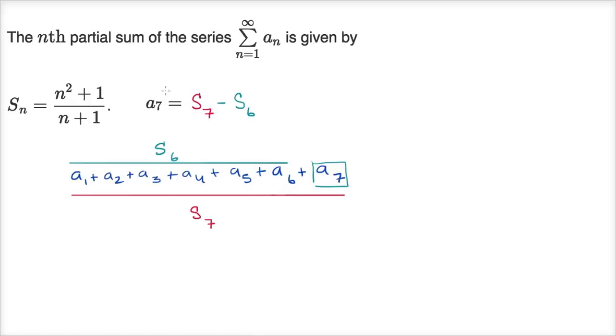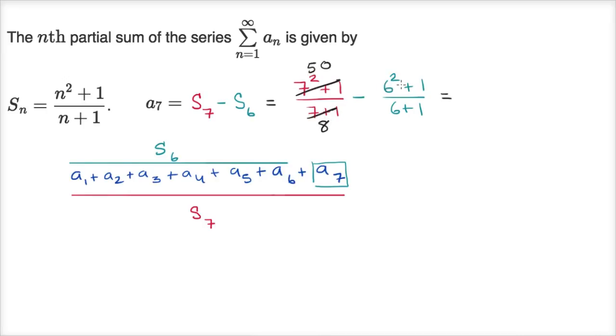Well, what is this going to be? s sub 7, the sum of the first 7 terms, wherever we see an n, we replace it with a 7. So it's going to be (7 squared plus 1) over (7 plus 1). And from that, we are going to subtract s sub 6, the sum of the first 6 terms, that's going to be (6 squared plus 1) over (6 plus 1). And from here, we just have to do a little bit of arithmetic. So this is going to be 7 squared plus 1, which is 49 plus 1, so that is 50 over 8.